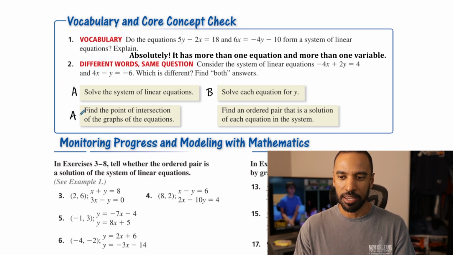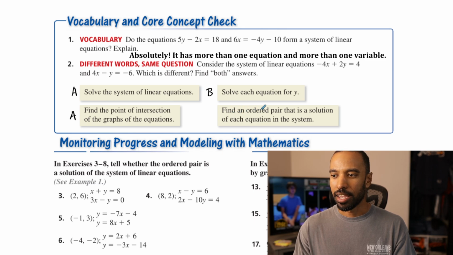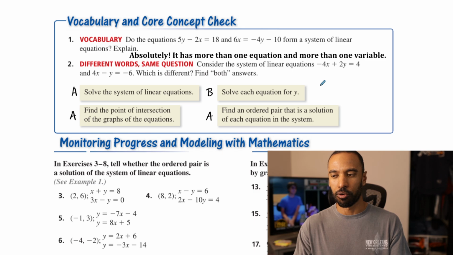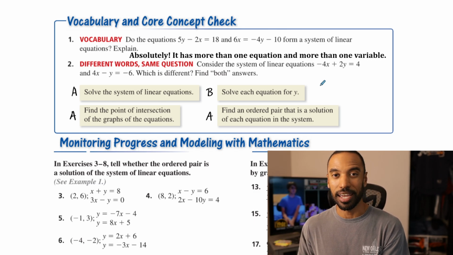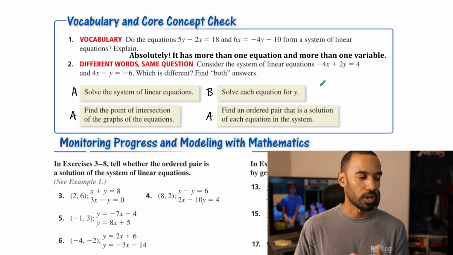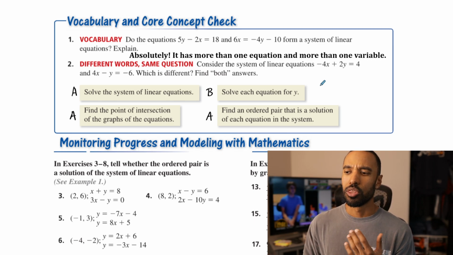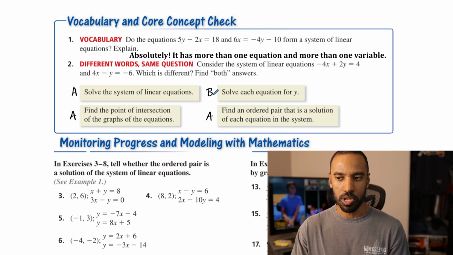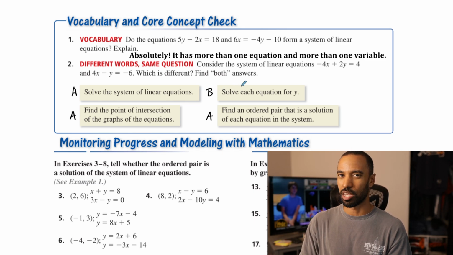That's definitely an A by solving the system. Find an ordered pair that is a solution. That's also an A. Yeah, B is different. Solving for y. That might get you on the track of graphing, or when we use what's called the substitution method in section 5.2. Those are things you can do to start setting up solving a system, but that's not solving the system itself.